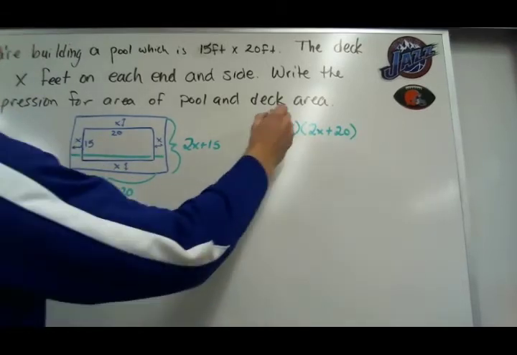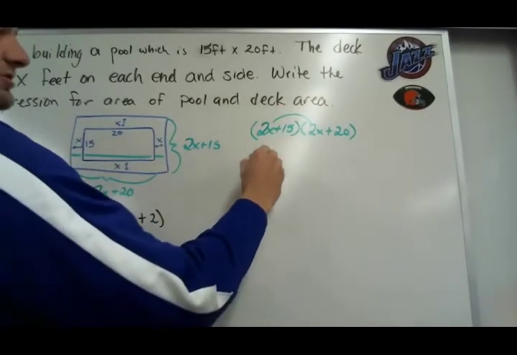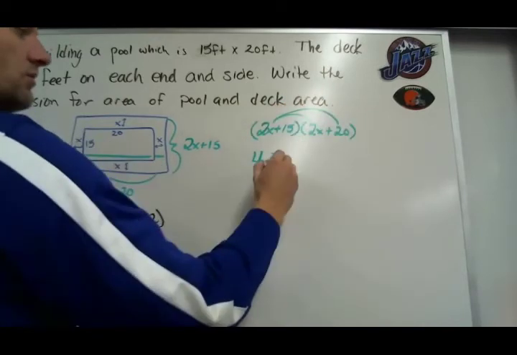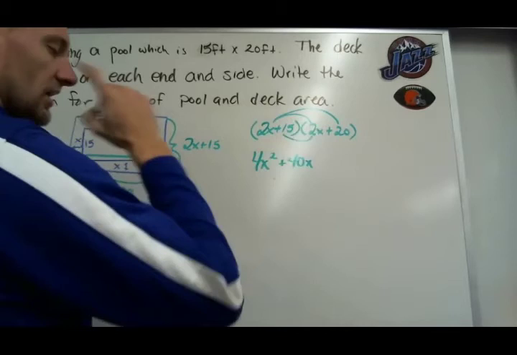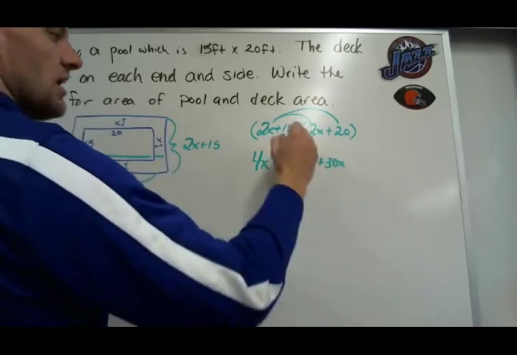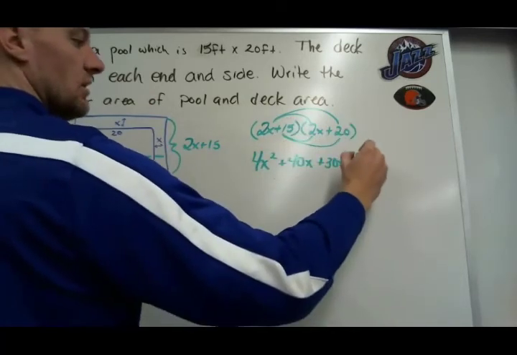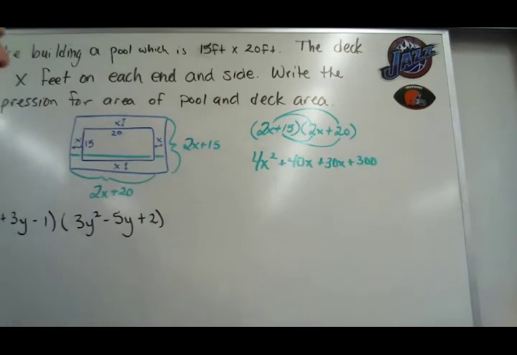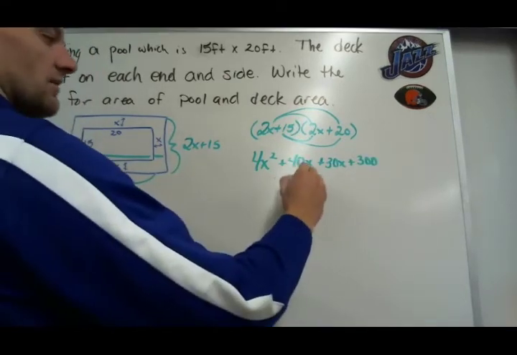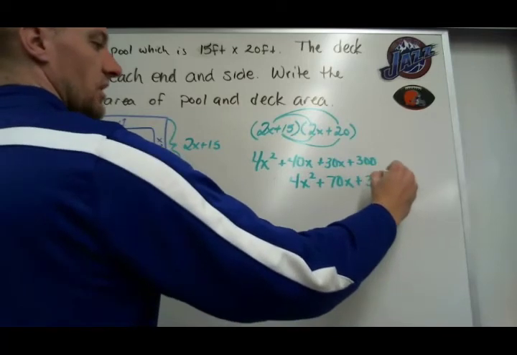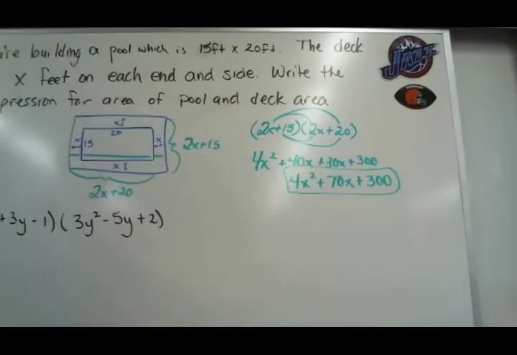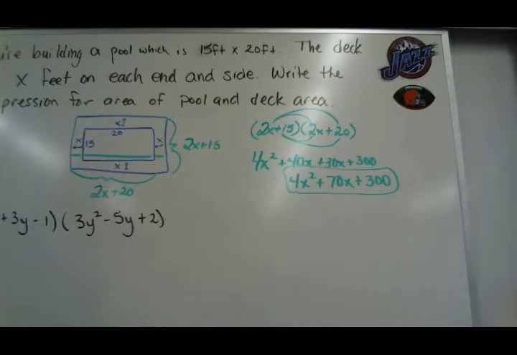And this is again using FOIL. First times first is 4x squared. Outer would be 2x times 20, which is 40x. Inner is 15 times 2x, or 30x. And then last is 15 times 20, which is 300. Now combining like terms gives you 4x squared plus 70x plus 300, and that is the expression for the area of your pool. Hopefully you can see how that applies.